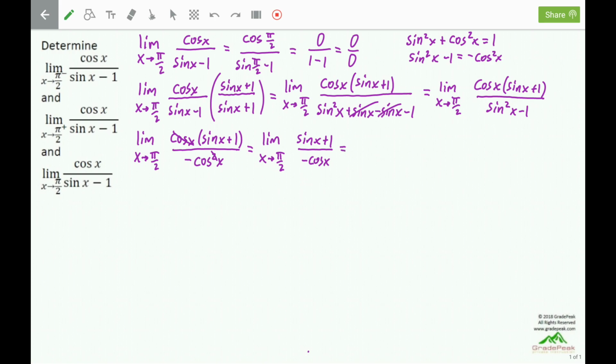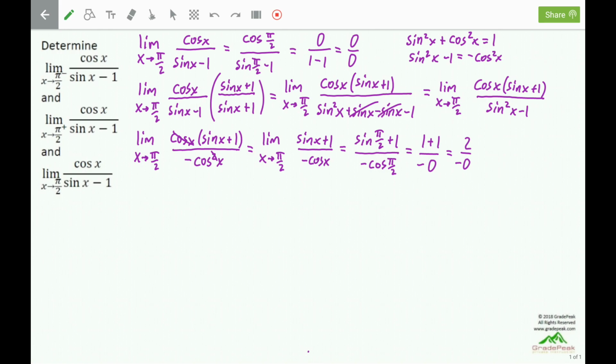We can now try plugging a pi over 2 in for each of the remaining x's. That'll be sine of pi over 2 plus 1 divided by a negative cosine of pi over 2. Sine of pi over 2 is a 1 plus 1 divided by a negative cosine of pi over 2 is a 0. 1 plus 1 is a 2 over a negative 0.